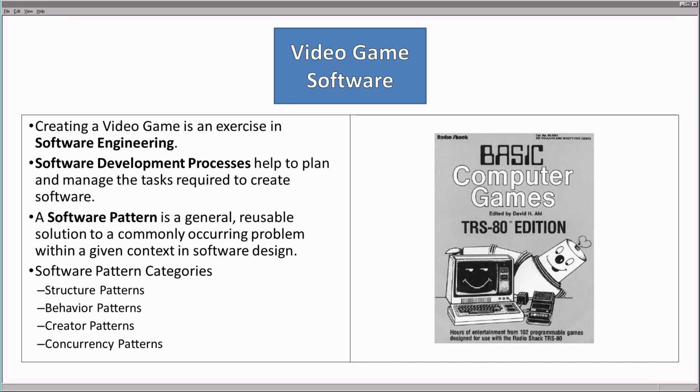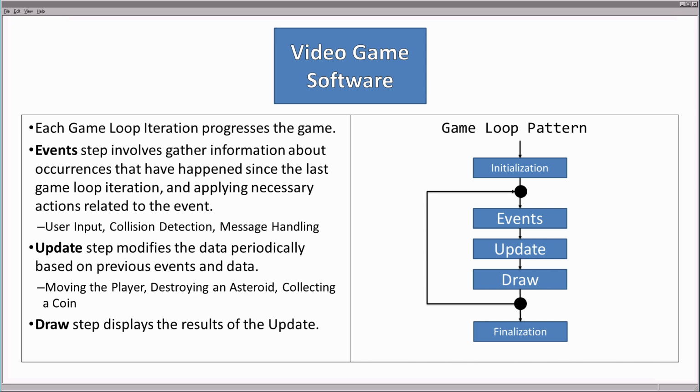In a previous lecture, we discussed some of the values and concepts related to software engineering. Creating a video game is an exercise in software engineering. Software development processes help to plan and manage the tasks required in order to create software. A software pattern is a general, reusable solution to a commonly occurring problem within the given context of software design. Some common software pattern categories are structure, behavior, creator, and concurrency patterns. The game loop pattern helps to organize games' behaviors into common occurrences. Each game loop iteration progresses the game.